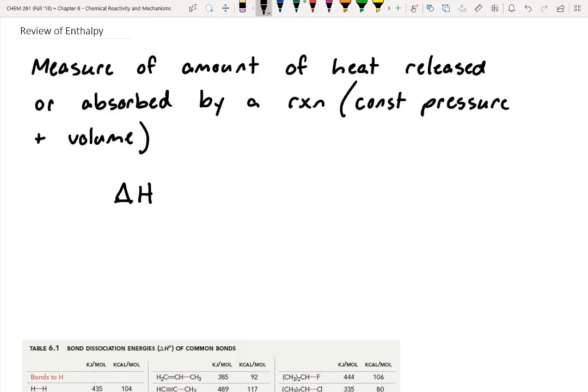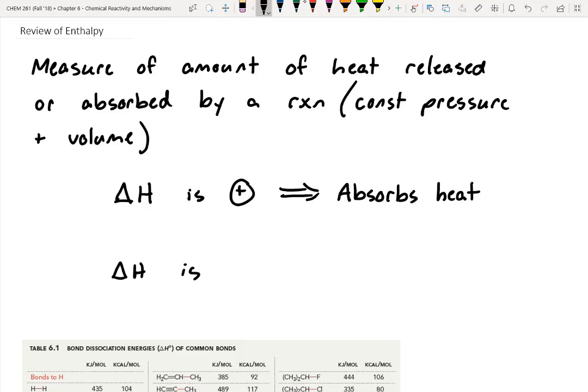Change in enthalpy. So if your change in enthalpy is a positive value, what does that tell you about the reaction? Is it releasing heat or absorbing heat? It's going to be absorbing heat. Conversely, if you've got delta H that is a negative value, what does that tell you? It releases heat.